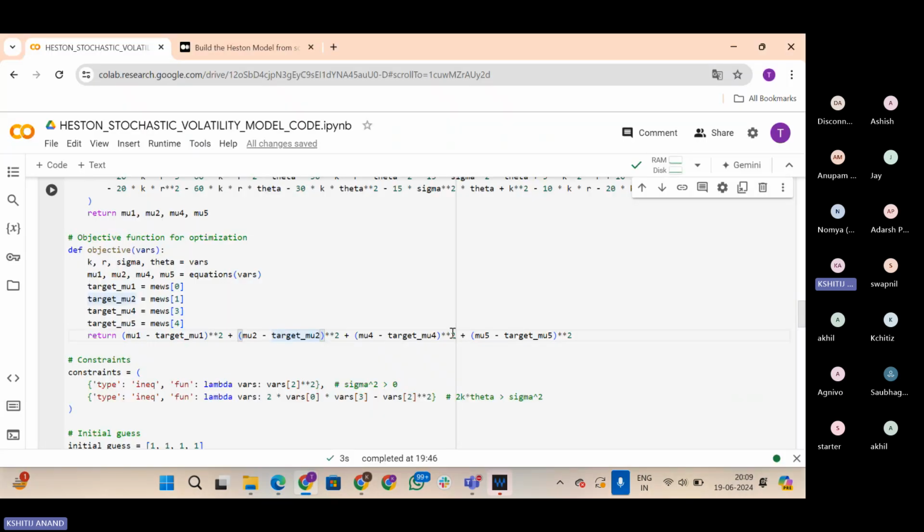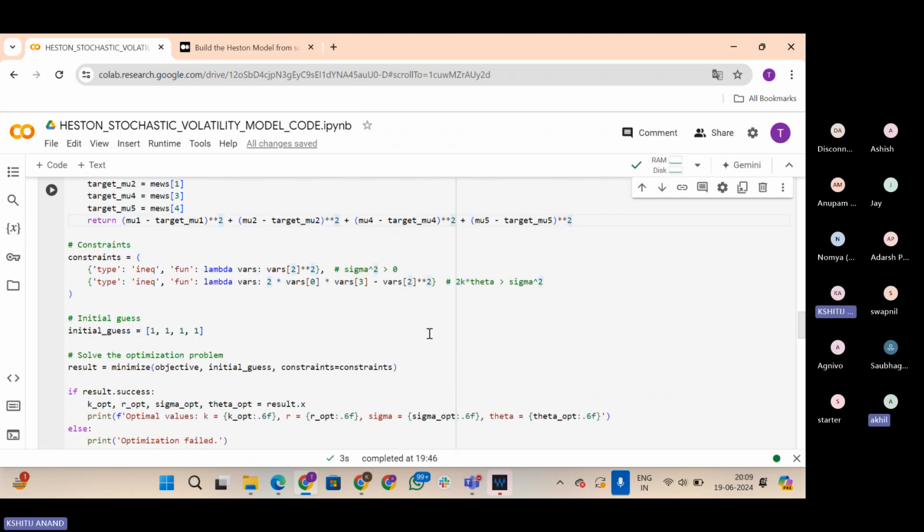So this objective function will be 0 only when mu1 is equal to target mu1, mu2 equal to target mu2, mu4 equal to target mu4, and mu5 equal to target mu5. We want to minimize this objective function, we want to make it 0. Exactly 0 won't be possible because some equations don't have any solution, so we want to make it as close to 0 as possible. So we want to calculate that value of r, k, theta, and sigma which can give the minimum value of this function. Got it?